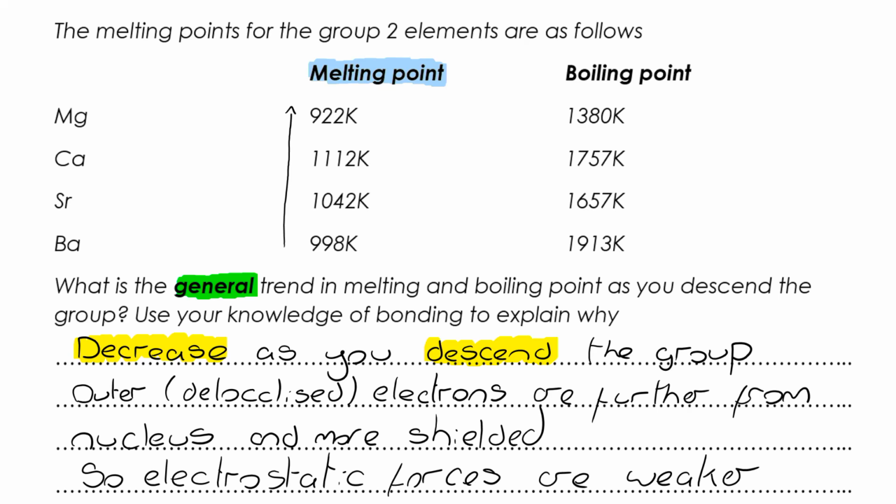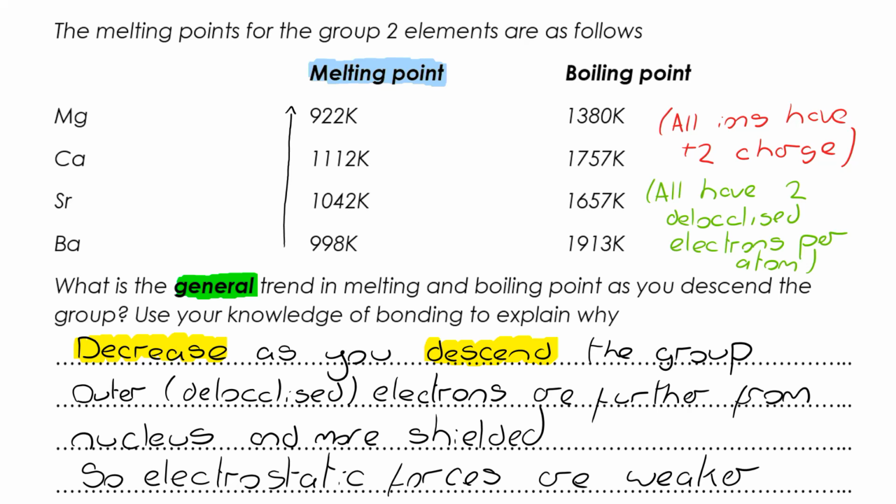And I think it's important here that we consider what stays the same in group 2, because all of them form +2 ions, so that has no influence. And all of them have 2 delocalized electrons per atom, so that has no impact. So the only influence on the melting point, the thing that's causing the decrease, is the fact that there is a greater distance between the positive ion centers and the delocalized electrons. So they're less attracted, less energy is needed to overcome them, the melting point goes down.